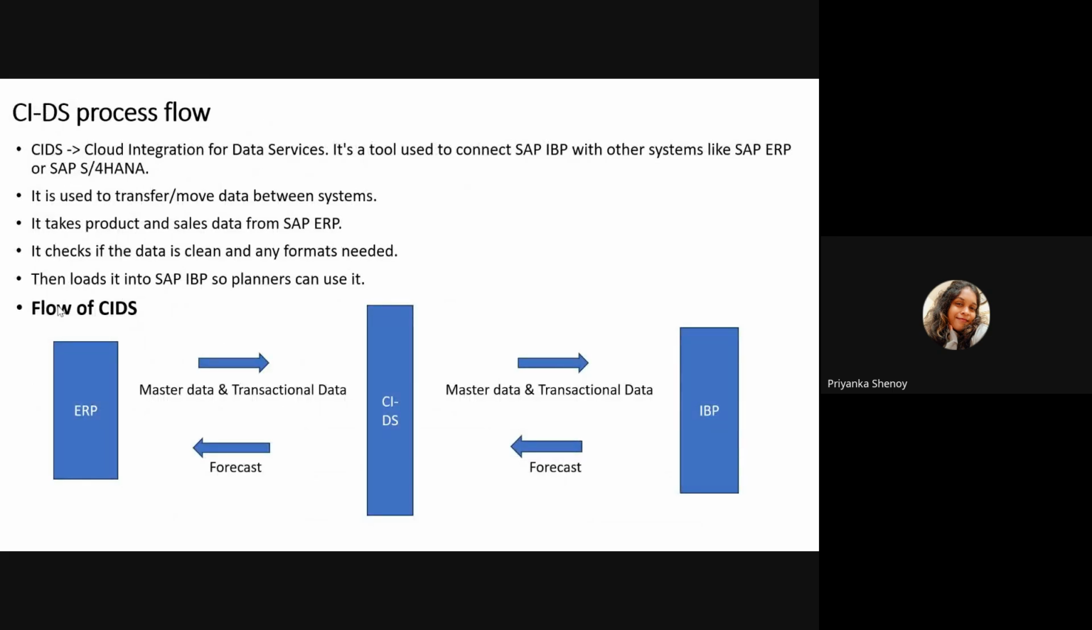CIDS process. So CIDS is a cloud-based data service which is used to transfer the data from the ERP system to IBP, and this is done in the projects in the company, where you can see the ERP transfers the master data and transaction data to CIDS, and after that it transfers the data to the IBP.